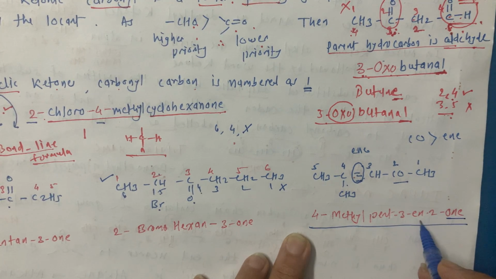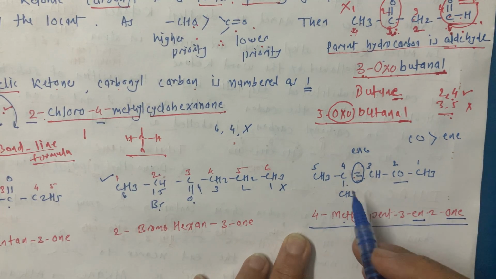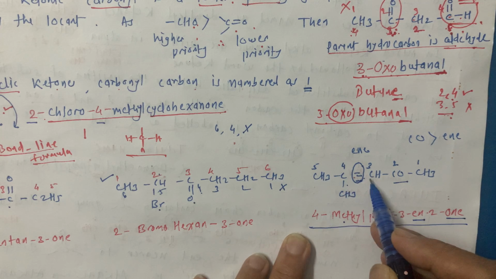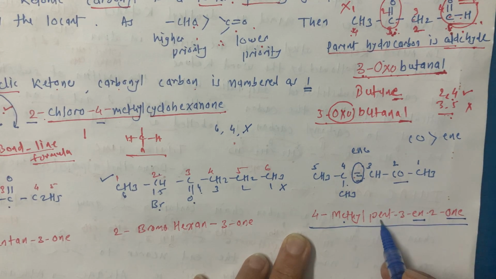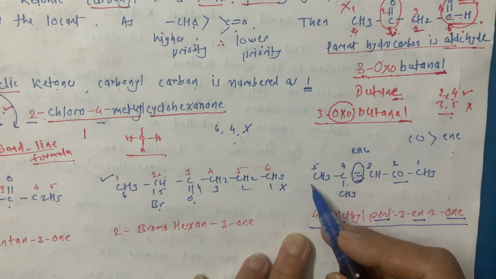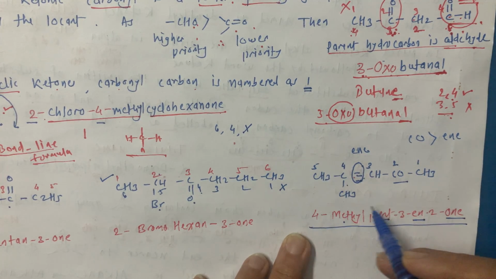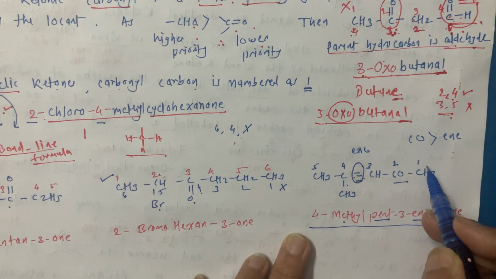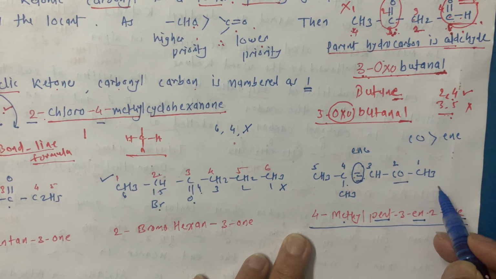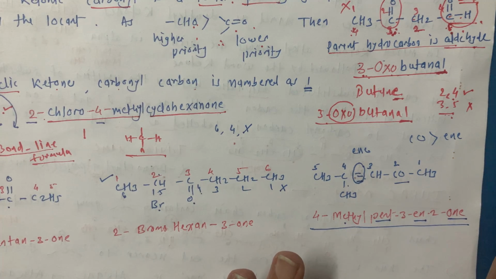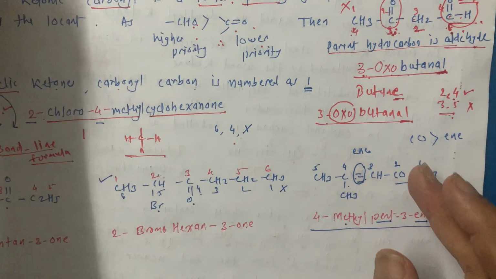ONE represents the ketone, EN represents the double bond, while the substituent is the methyl, and the total chain is 1 2 3 4 5, that is pent. ANE is replaced by ENE, that is at the 3. So pent-3-en-2-one. This is a very specific example where we are using all the rules which we studied from our 11th standard. Okay, these are a few examples.